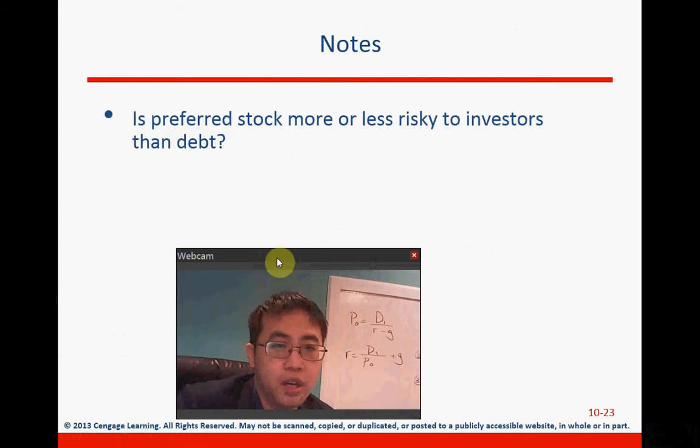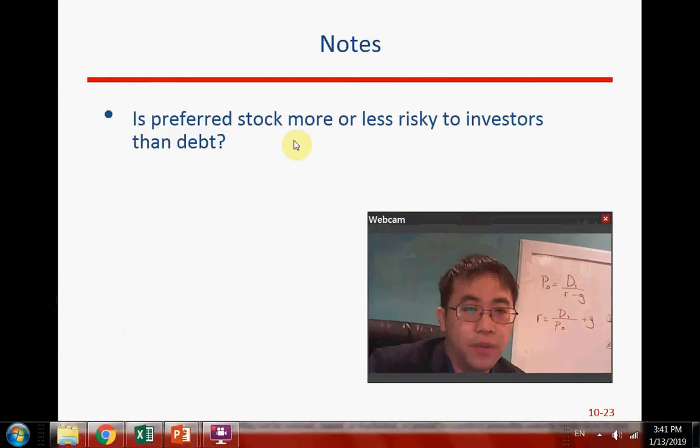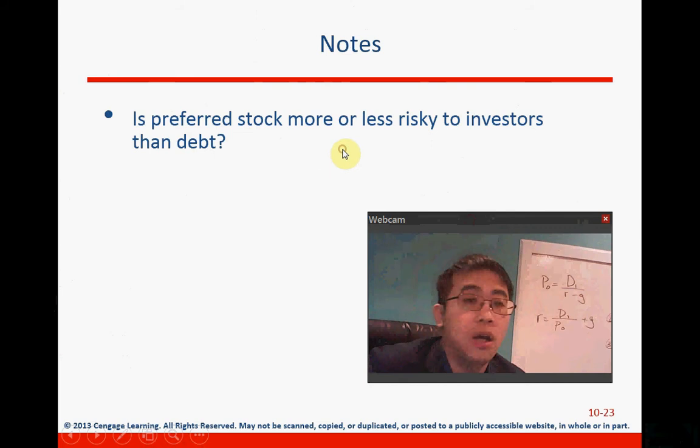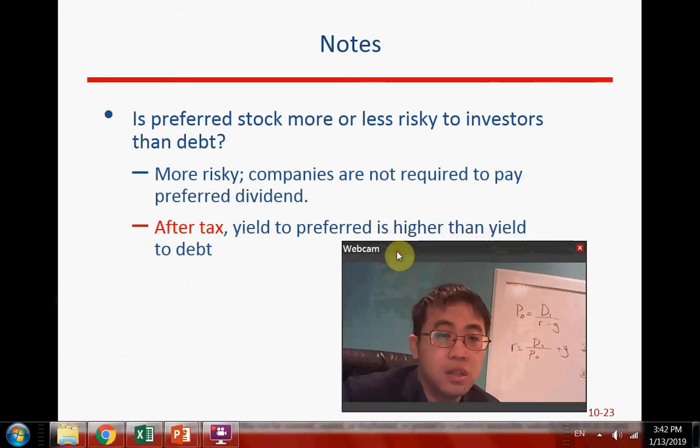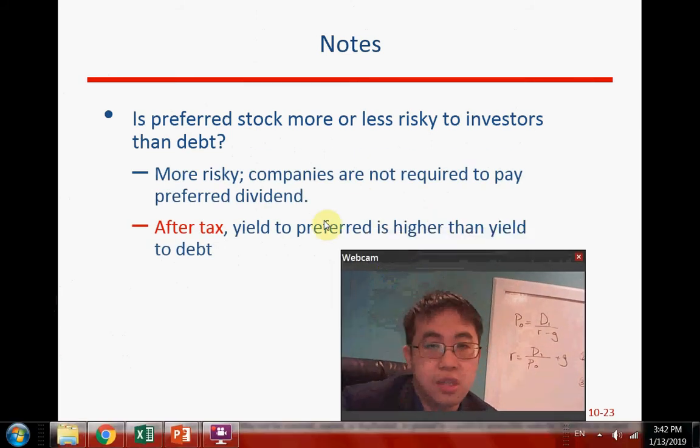All right. So notes here is a preferred stock more or less risky to investors than debt? Well, the thing is, for debt investment, your payment, your interest is more guaranteed. Okay, so debt is safer and preferred is riskier. Okay, so since the preferred stock is riskier, then the yield to preferred should be higher than yield to debt. Okay, but you have to know that this is after tax.